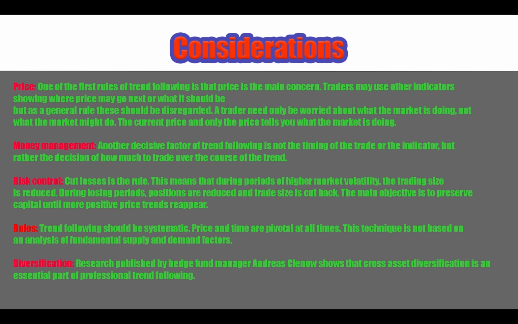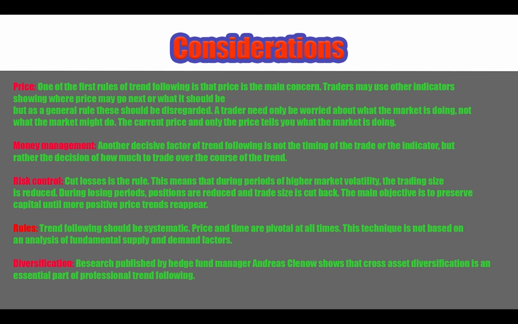Considerations. Price. One of the first rules of trend following is that price is the main concern. Traders may use other indicators showing where price may go next or what it should be, but as a general rule these should be disregarded. A trader need only be worried about what the market is doing, not what the market might do. The current price, and only the price, tells you what the market is doing.